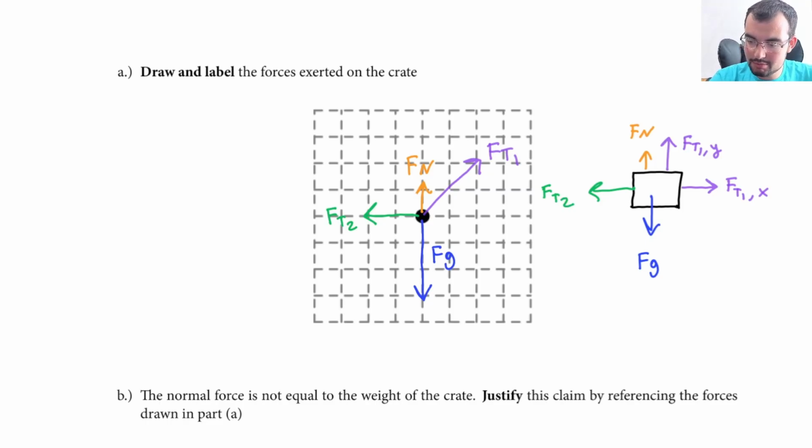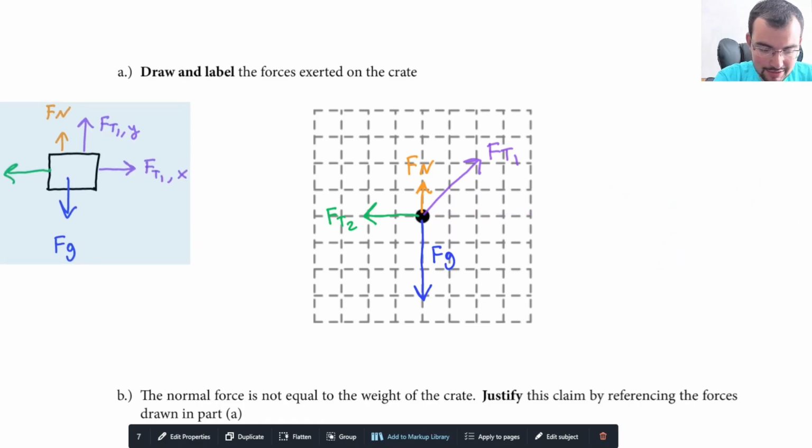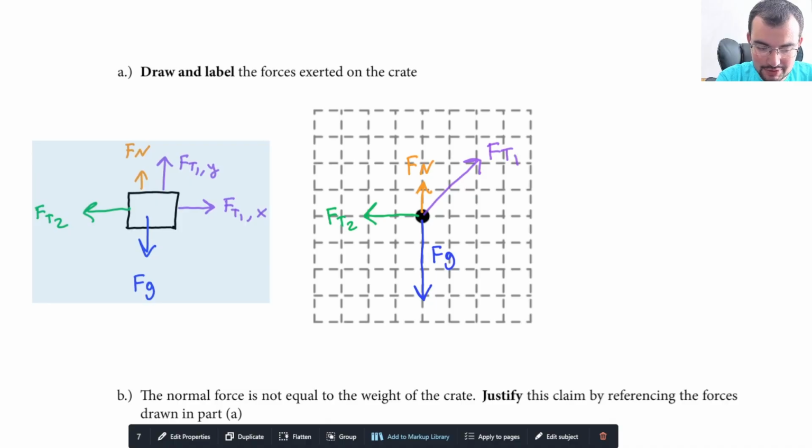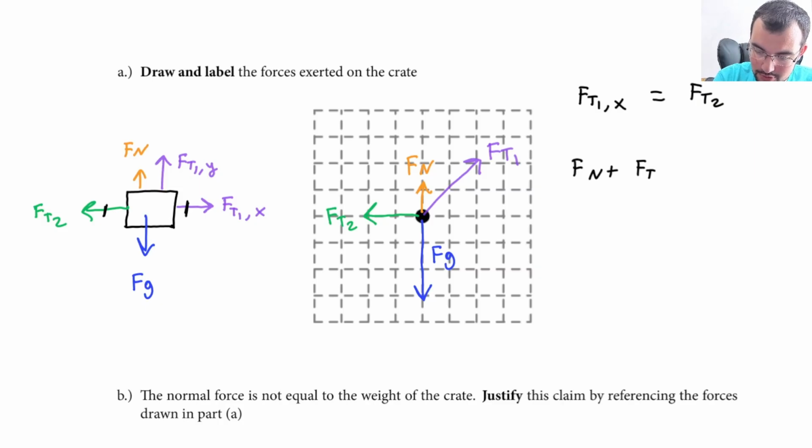And why do I like the component body? Well, now it is really clear to write a Newton's first law balancing scenario for this. We can definitely see these balance. So I know the x component of T1 must balance Ft2. And I also know that the up forces must equal the down forces. So normal force plus the y component of the first tension must equal the gravitational force. Those are our Newton's law equations. A lot easier to figure out how to get those if you draw a component body.